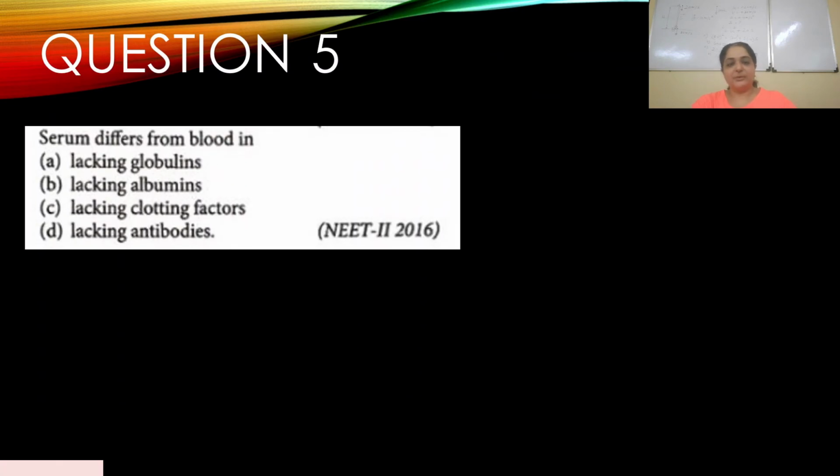Question number 5. Serum differs from blood in, and then you have your 4 options. This appeared in NEET 2016. Again, pause the video and think about the answer and then come back to this question. So serum differs from blood in what? I just explained serum to you, in the previous slide. They differ from blood in lacking clotting factors. So if you have written C, that is your correct answer.